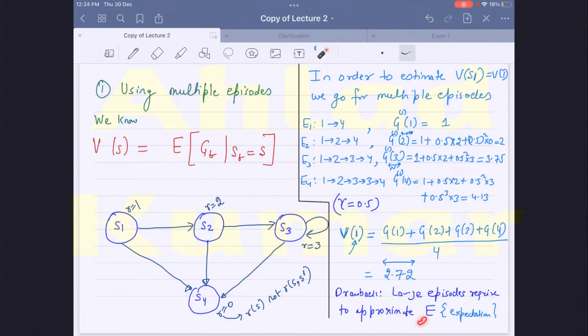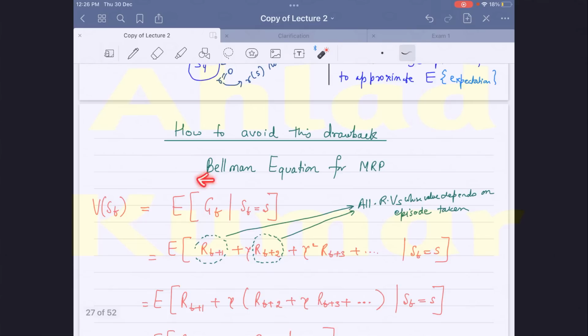So in order to reach the actual value of the expectation, you have to go for a large number of iterations. So this is the first way of calculating the value function of a particular state, that is, using multiple episodes, as we had done in this particular example. The second way of doing it is through the Bellman equation, which we will discuss now for Markov random process. Note, it's for Markov random process and not for Markov decision process. So there will be some changes here.